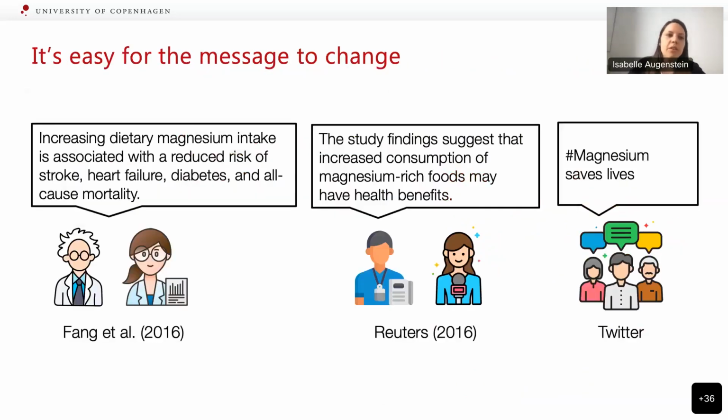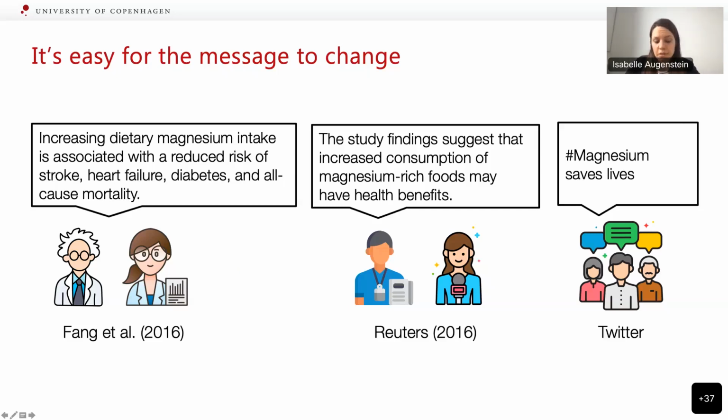Now, how does it happen? How does this message change from something that's quite intricate to something that's polarized and oversimplified? I'll show you an example here, and this example is about magnesium. So we have the original message that says increasing dietary magnesium intake is associated with a reduced risk of stroke, heart failure, diabetes, and all-cause mortality. This is then covered by Reuters as the study findings suggest that increased consumption of magnesium-rich foods may have health benefits. And the general public on Twitter then turns that into magnesium saved lives.